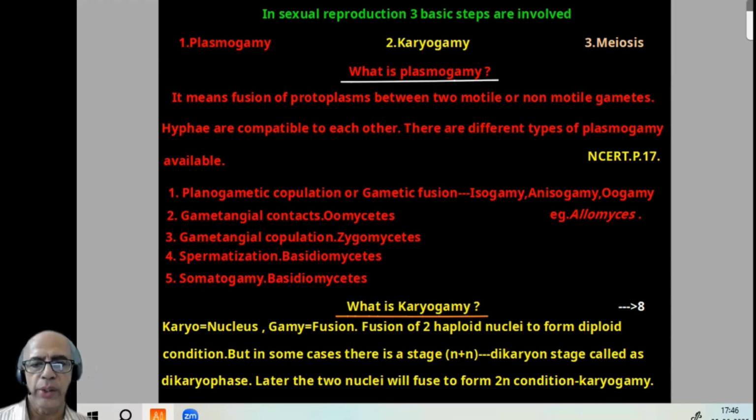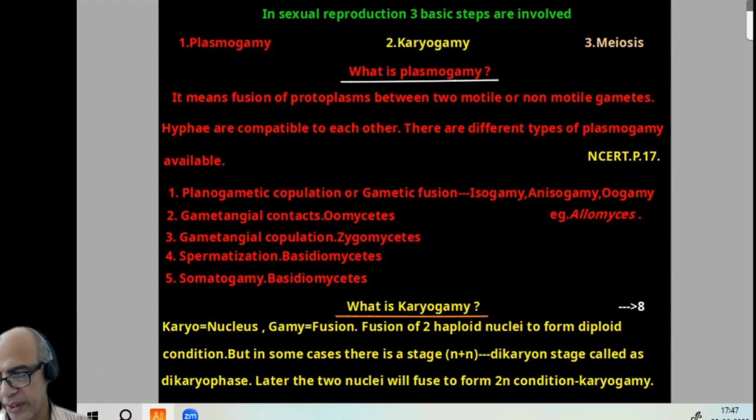Now, what is karyogamy? Karyo means nucleus, gamy means fusion. So it is the fusion of 2 haploid nuclei to form the diploid condition. In some cases, there is a stage n+n, the dikaryon stage, called the dikaryophase. Later, the 2 nuclei will fuse to form the 2n condition. So karyogamy takes place.